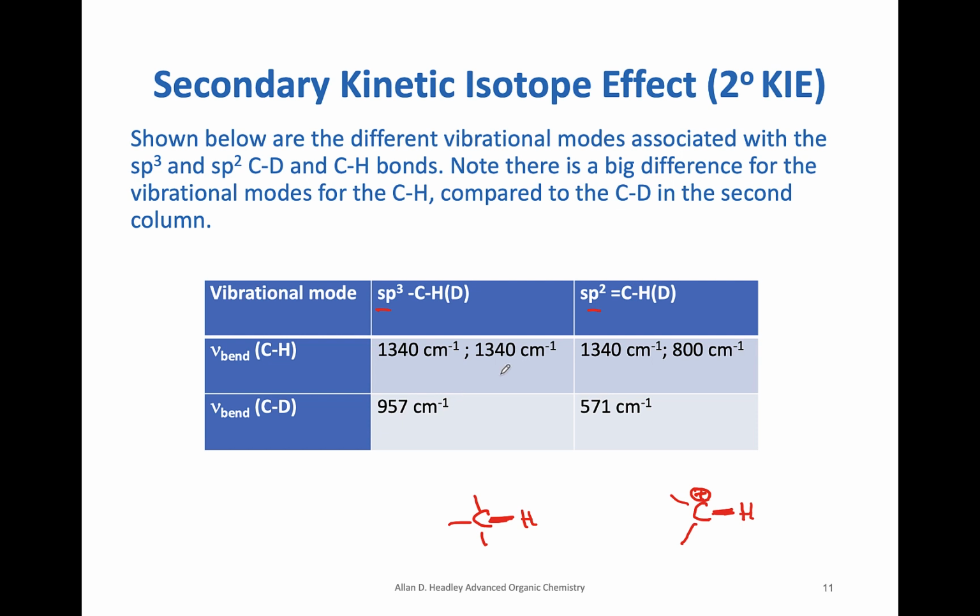As you can see here, here is the CH 1340, but here's a big difference. In the sp2, it's 800 reciprocal centimeters. Another vibrational mode doesn't really change a whole lot. You may recall from your infrared spectroscopy that there are many vibrational modes in any molecule, and as a result in any bond. But the key here is, there's a big difference going from the sp3 to the sp2.